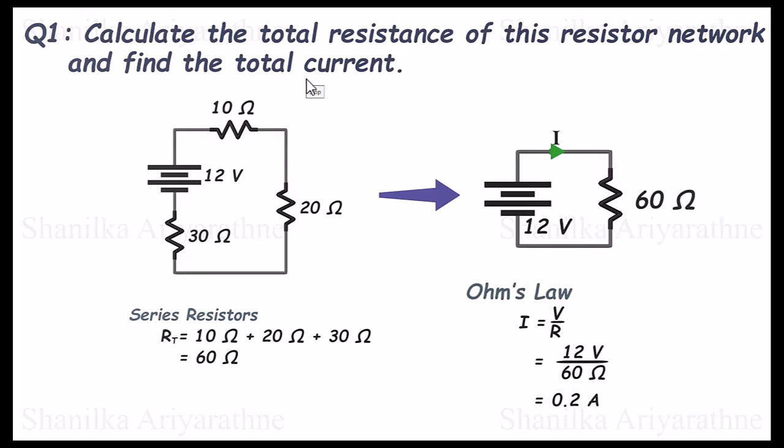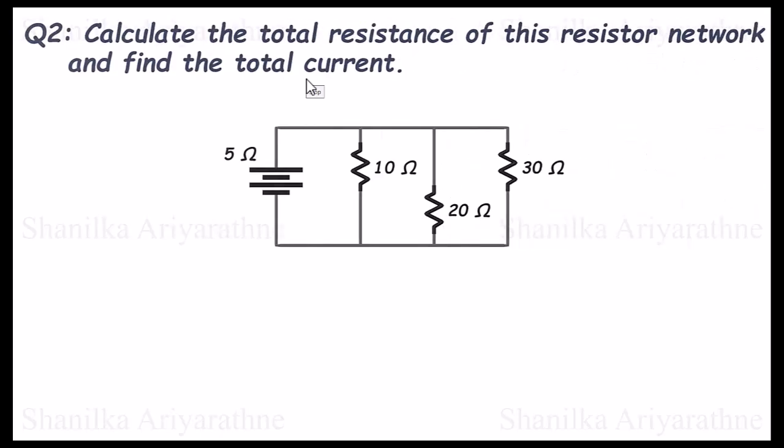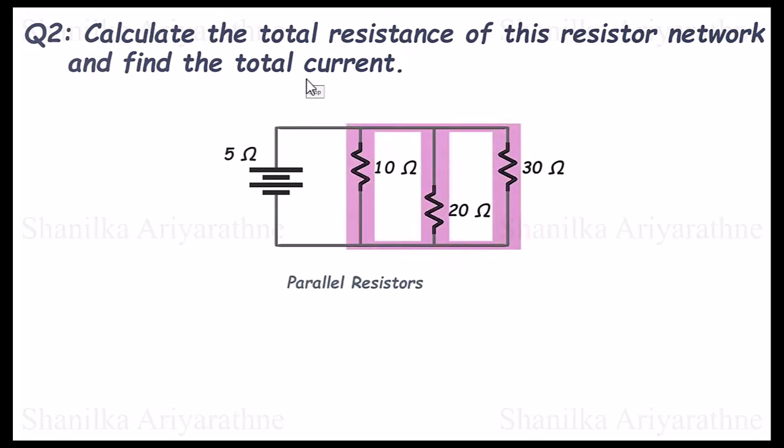Let's move on to another circuit. Calculate the total resistance of this circuit and calculate the current drawn from the battery. We can see there are 3 resistors connected in parallel: 10 ohms, 20 ohms, and 30 ohms. So the reciprocal of total resistance is the sum of reciprocal of each resistor's resistance.